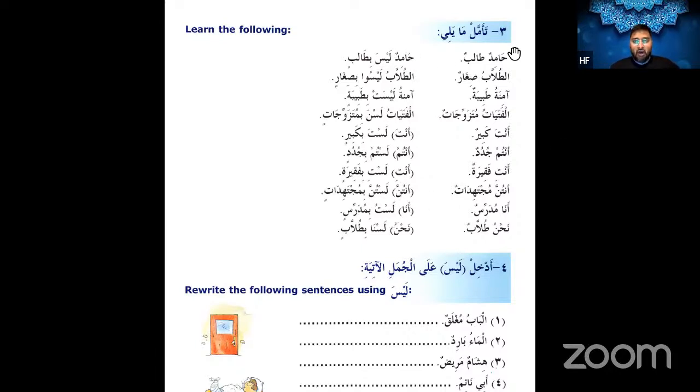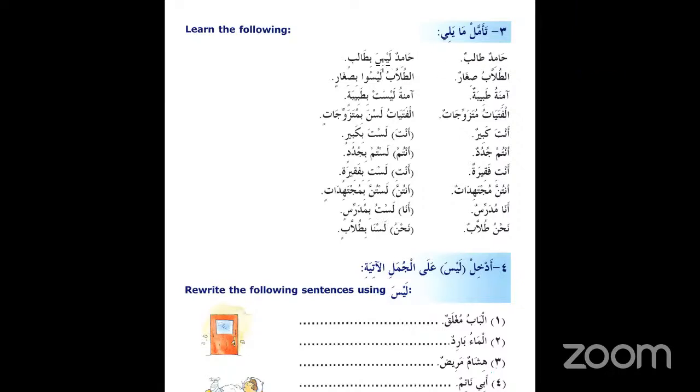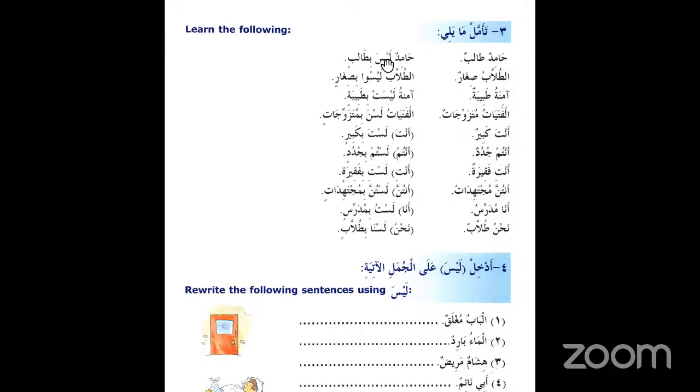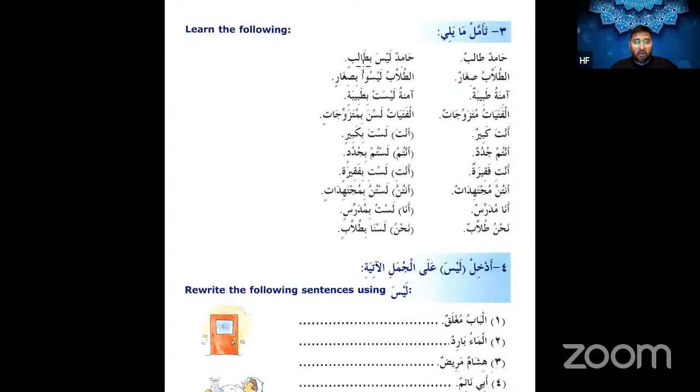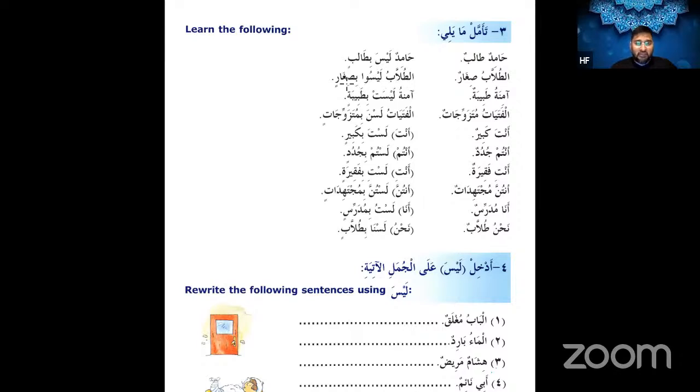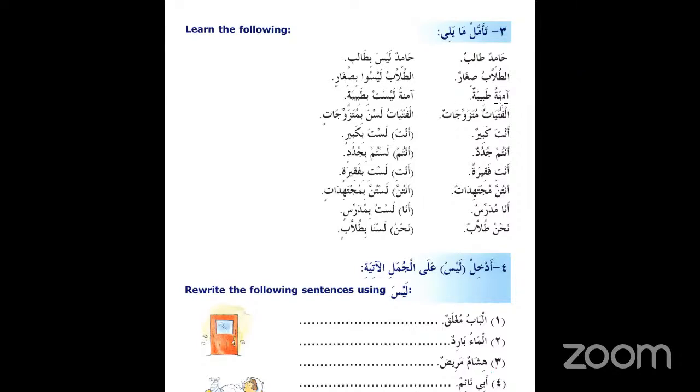So here we have Hamidun, Talibun. Hamid is a student. And then we have Hamidun, Laysa bi Talibin. Now, what's happening here is this. Hamidun is coming as the ism of Laysa, and bi Talibin is coming as the khabar. And then At-Tullabu Laysu bi Sigharin. So here, At-Tullabu and Laysu are corresponding with each other, and bi Sigharin is the khabar. And then Aminatu Laysat bi Tabibatin.